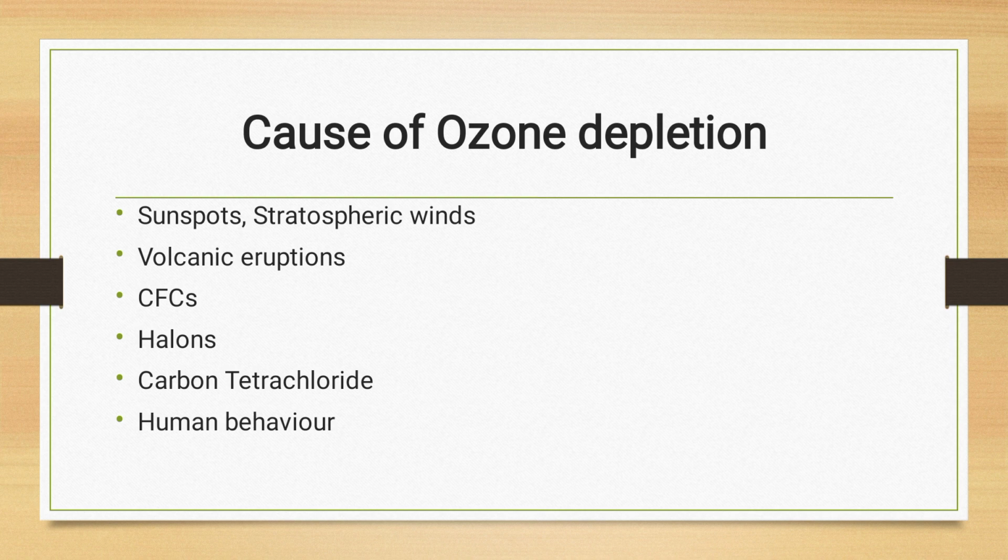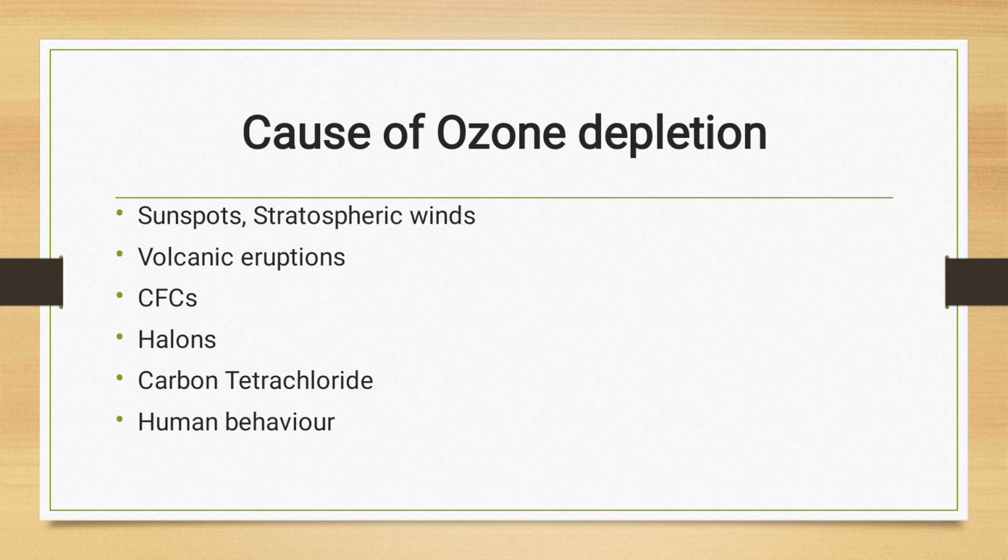And human behavior, we all know, right? Human behavior also affects the ozone layer. Fine. And nitrogen oxides emitted by supersonic planes as they fly through the stratosphere will attack the ozone layer. So these are all the causes of ozone layer depletion.